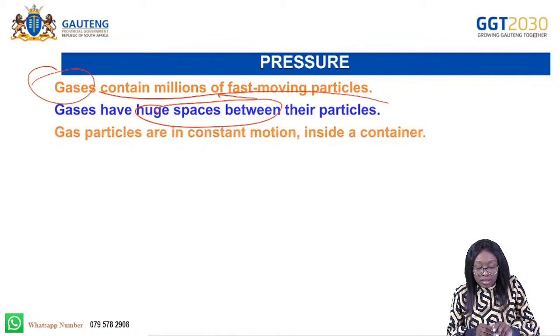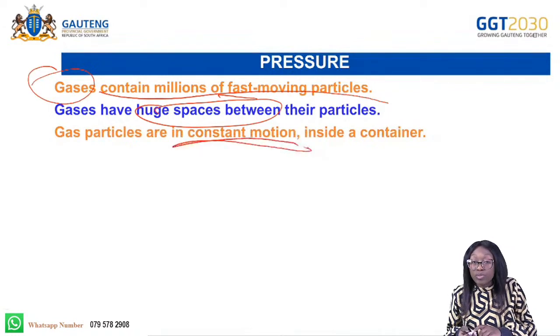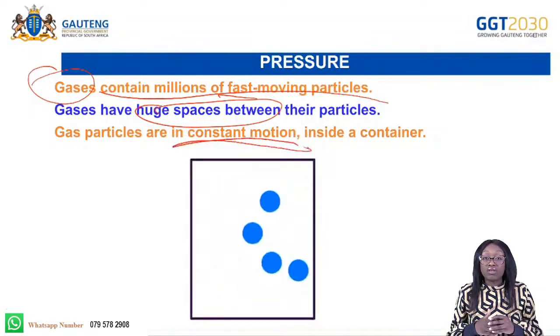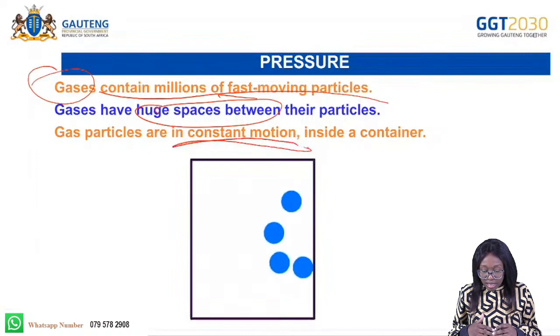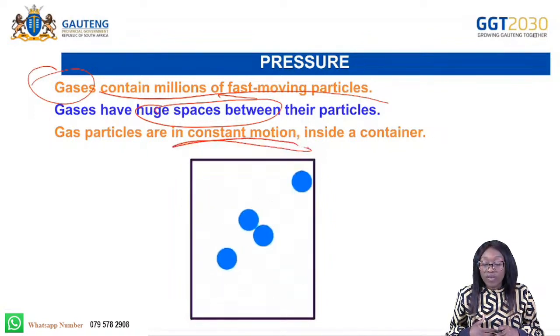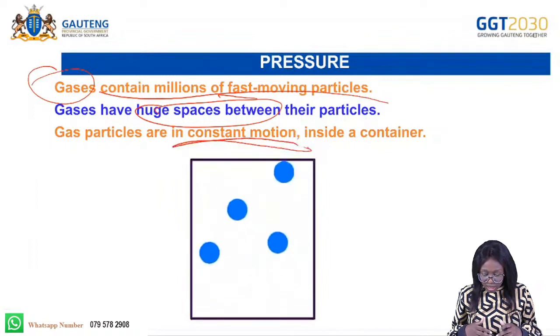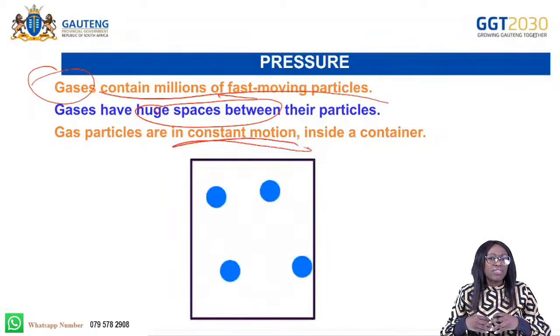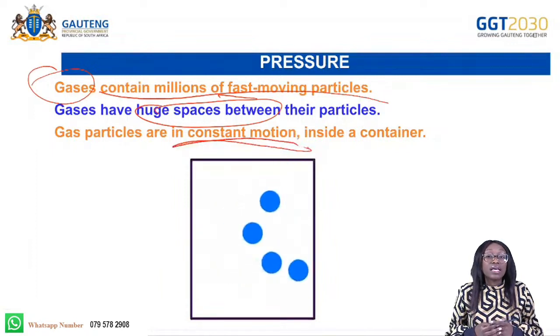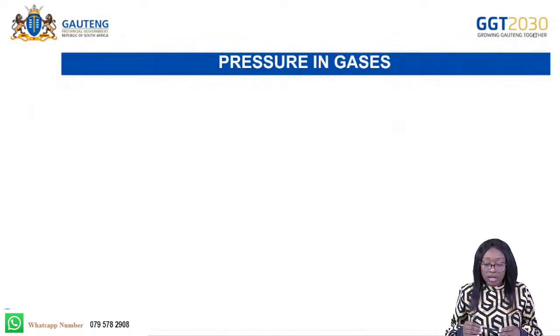And gas particles, we know they are in constant motion inside a container. So if you put a gas inside a container, it is going to be in constant motion. Look at these gas particles. They are moving quite fast. And as they are moving, they are bumping into each other and they are bumping into the sides of the container.